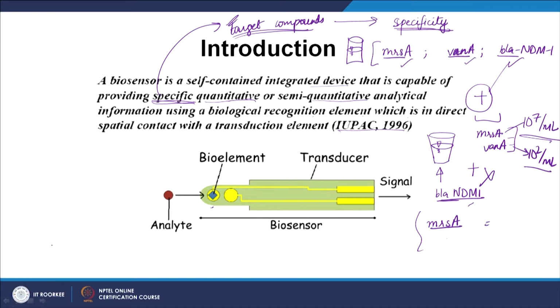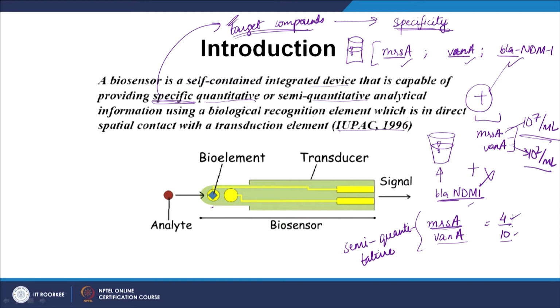So let us take another example. Let us say it is semi-quantitative, and the sensor is giving me an idea of MRSA ratio VAN-A, and it says 4:10. Now because it is semi-quantitative, I cannot say that I have 2.5 times as many copies of VAN-A genes as MRSA, but what we can say is that perhaps VAN-A is at least twice as much as MRSA.